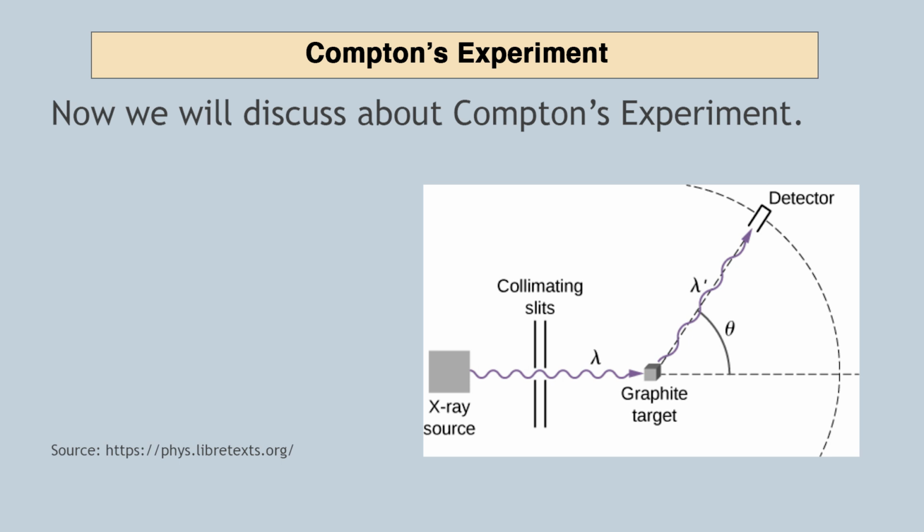The factor h over m0c is called the Compton wavelength of the electron, which is denoted by lambda c. Now we will discuss applications of the Compton effect. The Compton effect has several important applications across various fields. Let's discuss them one by one.